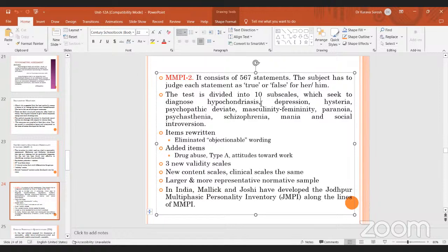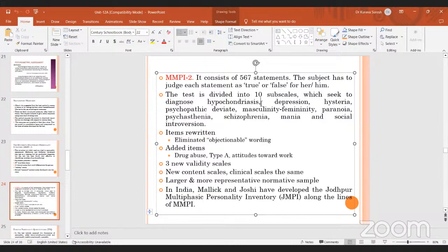The client says, I am suffering from headaches and a variety of problems, and goes doctor shopping. Every doctor examines and finds no problem, yet this patient or client is suffering from a problem in the head. This is hypochondriasis. The scales are: hypochondriasis, depression, hysteria, psychopathic deviate, masculinity-femininity, paranoia, psychasthenia, schizophrenia, mania, and social introversion.